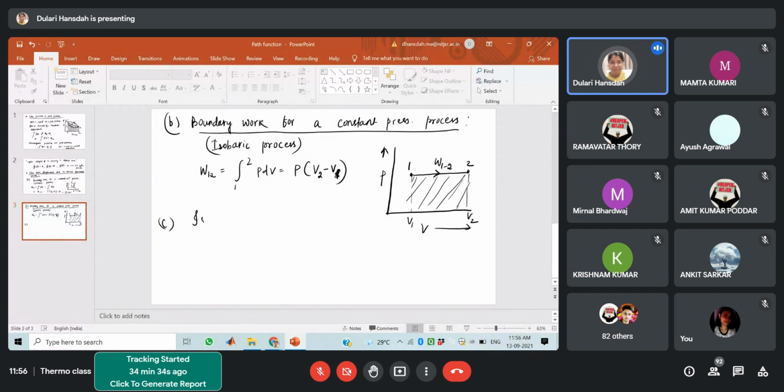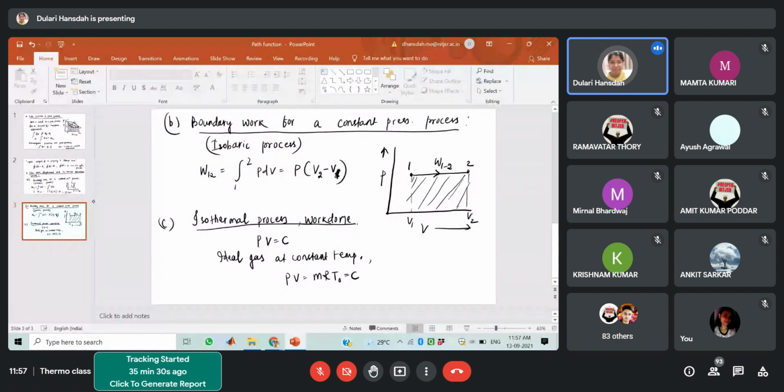Now consider the isothermal process. Work done or boundary work, whatever you may call it, you can write it right here. Okay. So in the case of the isothermal process, it will follow the relation PV equal to constant. In the case of an ideal gas at constant temperature, this relation will be PV equal to mRT, which is equal to C. R is the characteristic gas constant, and m is the mole of the gas. Okay, so it is equal to C, which is your constant.